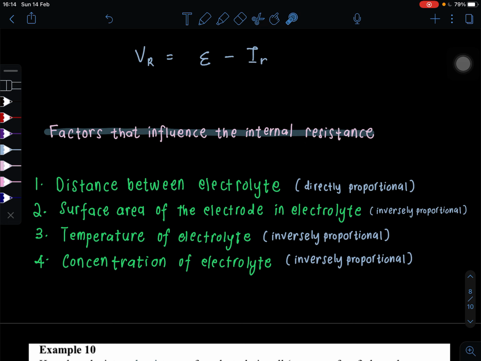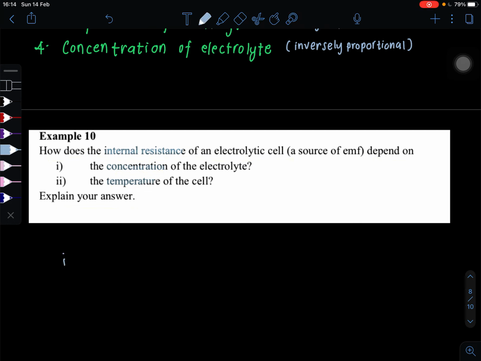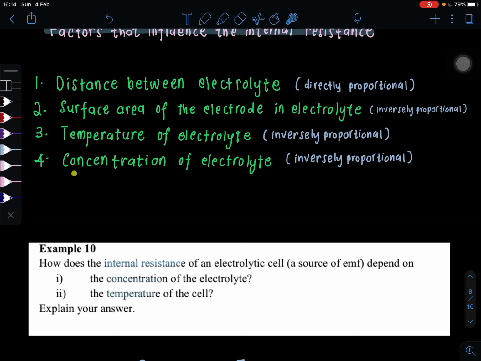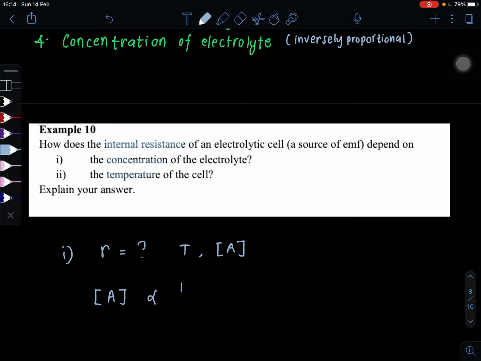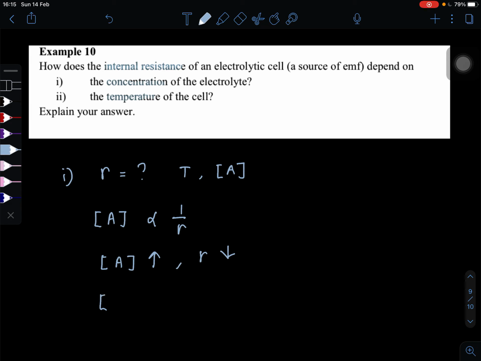So this one already answers example number 10. Example number 10 asks, how does the internal resistance of an electrolytic cell depend on concentration and temperature? Explain your answer. Okay, we want to know what happens to the internal resistance if we increase or decrease the temperature and the concentration. First, the concentration. Since concentration is inversely proportional, if we increase the concentration, the internal resistance will decrease. And vice versa, if we decrease the concentration, internal resistance will increase.